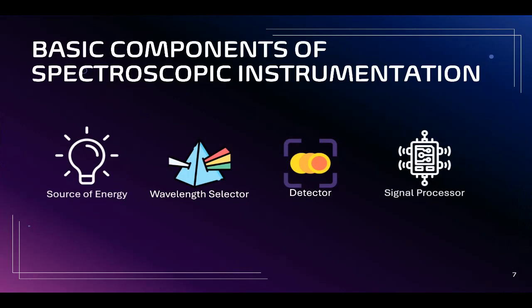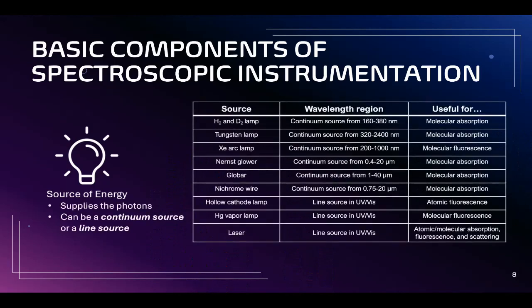Here are the basic components of spectroscopic instrumentation: source of energy, wavelength selector, detector, and signal processor. All forms of spectroscopy require an energy source. The specific type of energy source used depends on the spectral range of interest and the technique employed. This may vary from EM radiation, thermal radiation, and chemical sources.